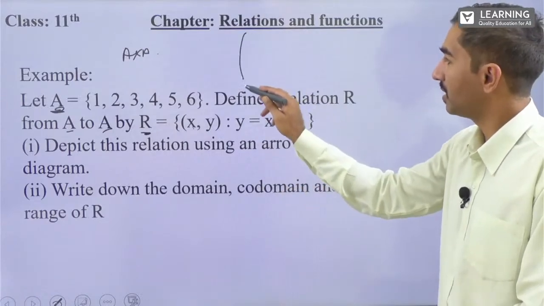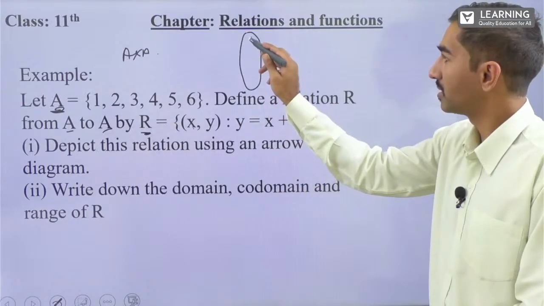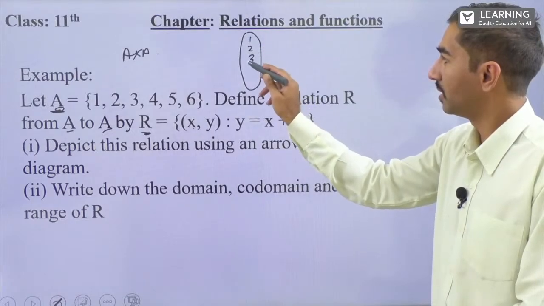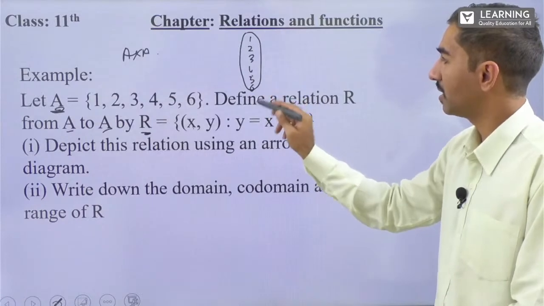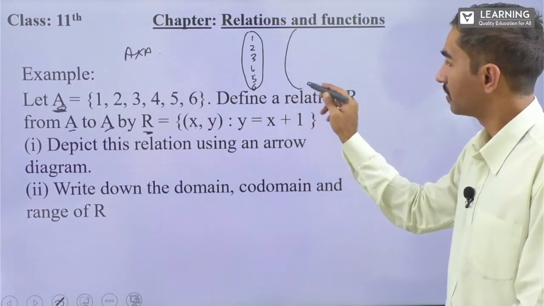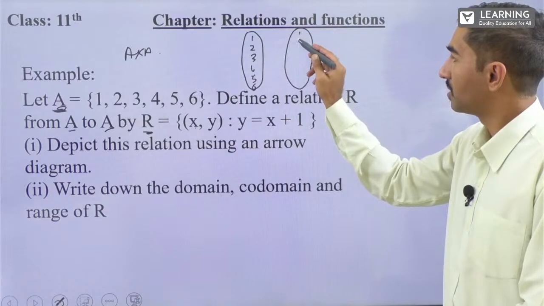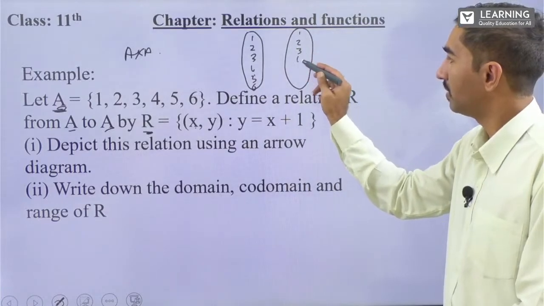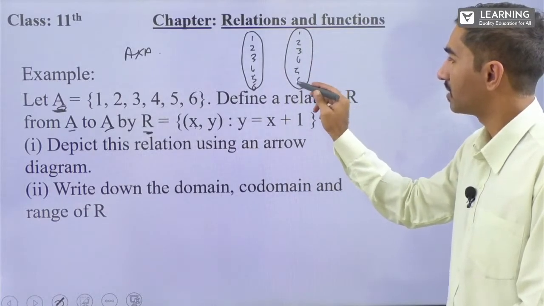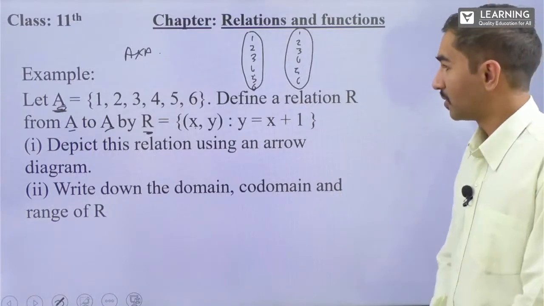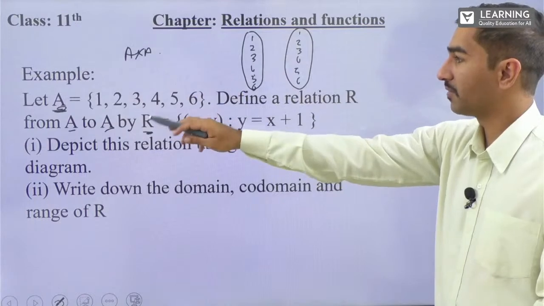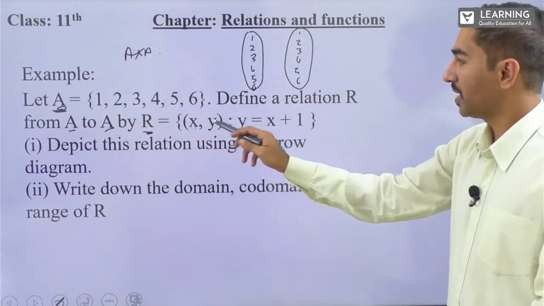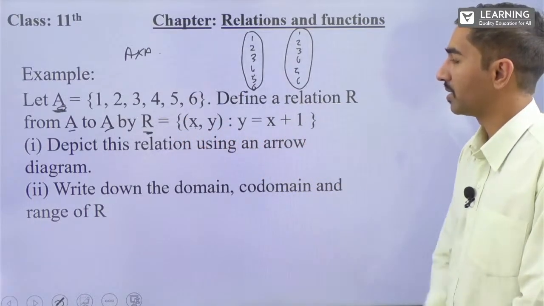A to A they are telling to define, right? So let us take A here. Okay, let us write 1, 2, 3, 4, 5 and 6. So this is A. A to A again. So here also we'll write A. That is 1, 2, 3, 4, 5 and 6. Understood? So this is the relation, or this is the Cartesian product, A cross A, from A to A. So R is equal to (x, y) such that y is equal to x plus 1.